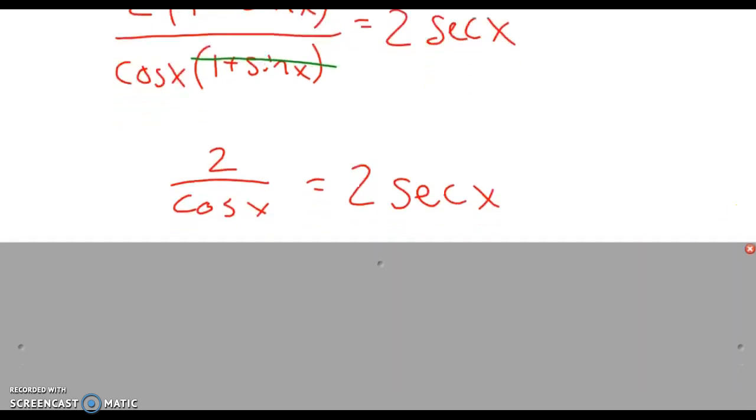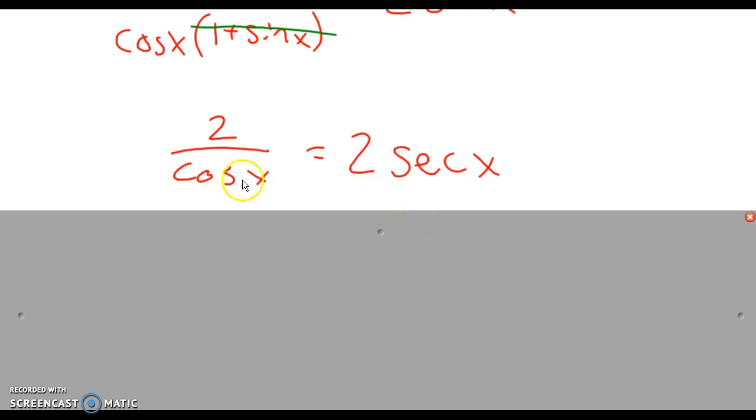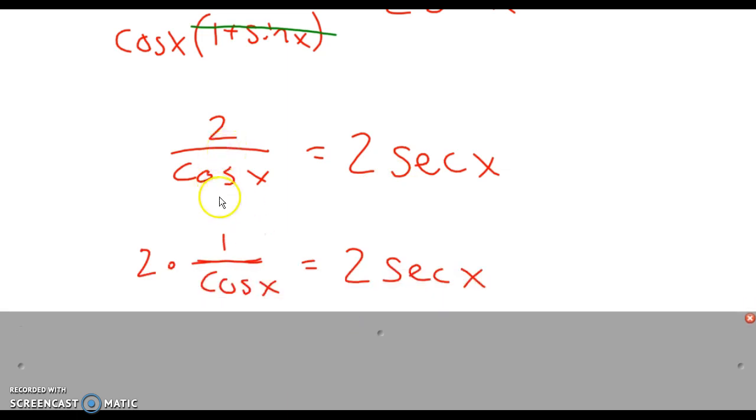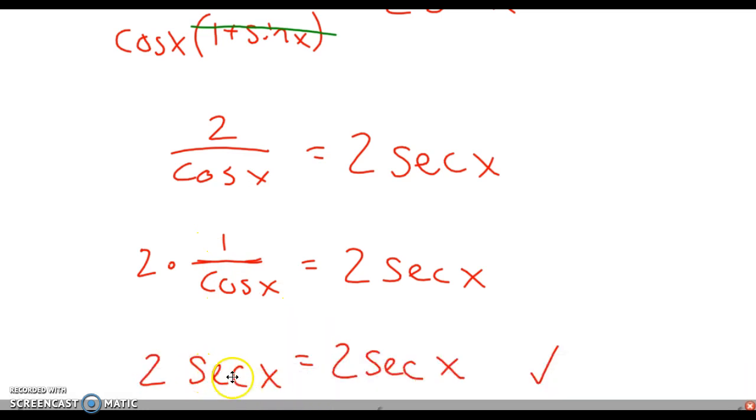And now you can see that this is getting really similar to this. Basically, the way I think about 2 over cosine x is 2 times 1 over cosine x, because 1 over cosine x is equal to secant x. And now you can see here I am done. 2 secant x is equal to 2 secant x.